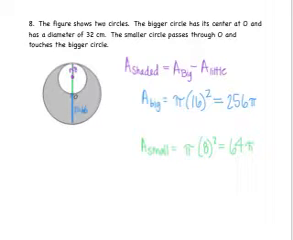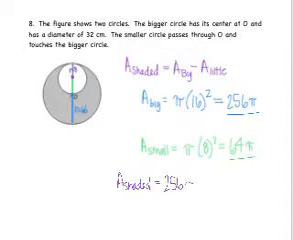Alright, so for the big circle, you should have gotten 256 pi, and for the small circle, you should have gotten 64 pi. So my last question is, what is the area of the shaded region? I'm going to go back to that original expression. Area of the shaded is the area of the big, which is 256 pi, minus the area of the small, which is 64 pi. And I know that 256 minus 64 is 192 pi.